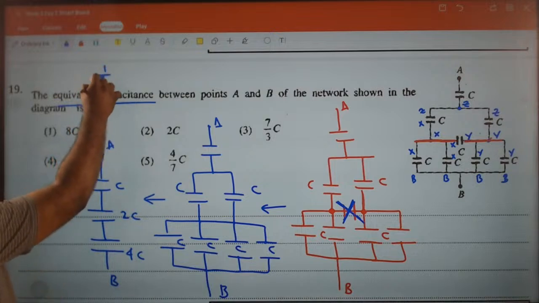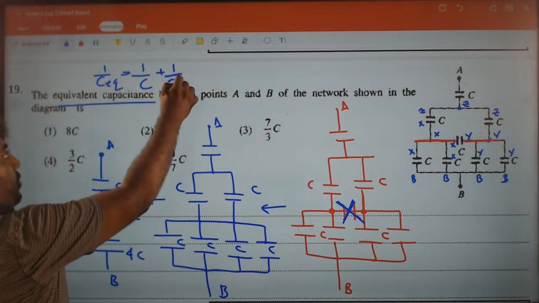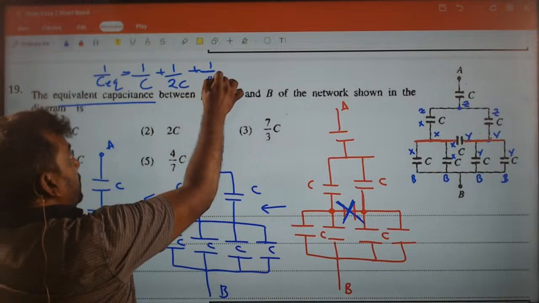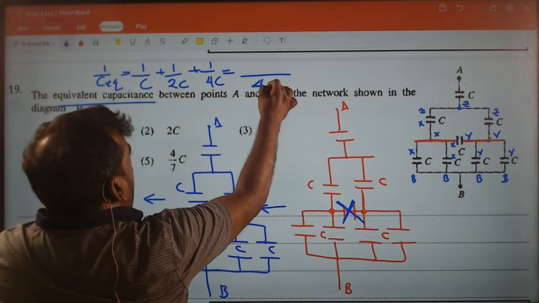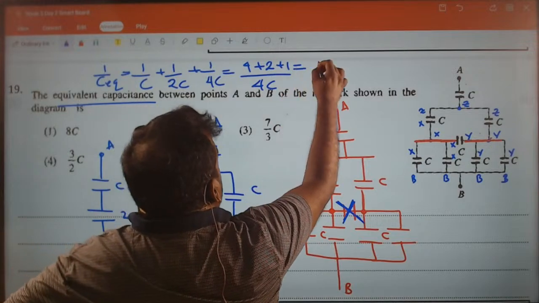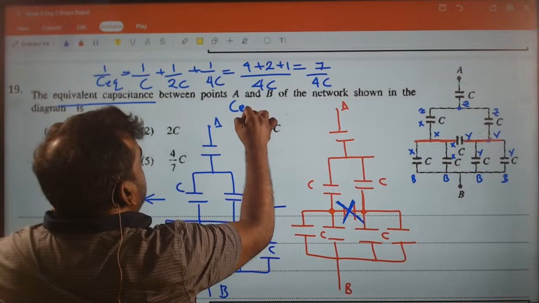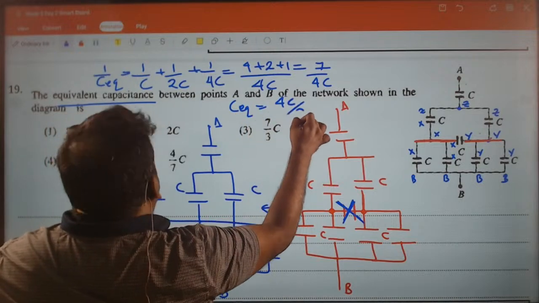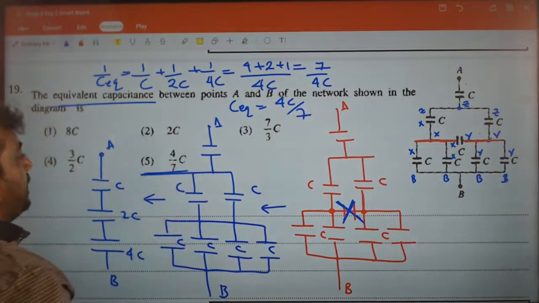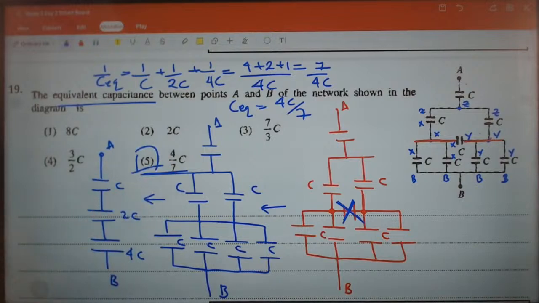So 1 over C equivalent is 1 over C, 1 over 2C, 1 over 4C. 4C common, 4 plus 2 plus 1, that's going to be 7 over 4C. Turn upside down, C equivalent is 4C divided by 7. 4C divided by 7, answer number 5.